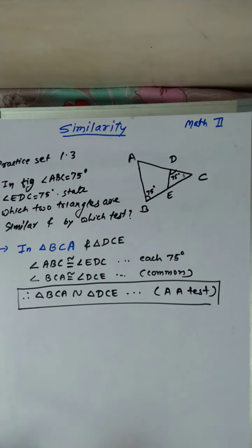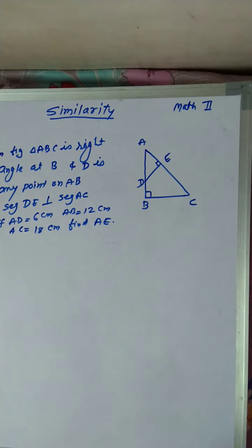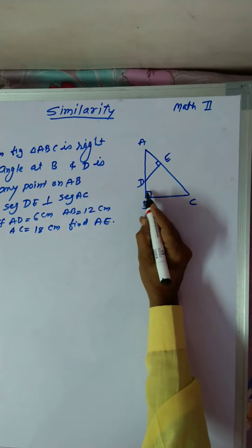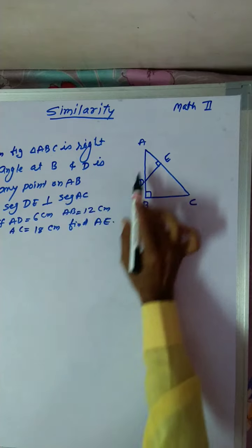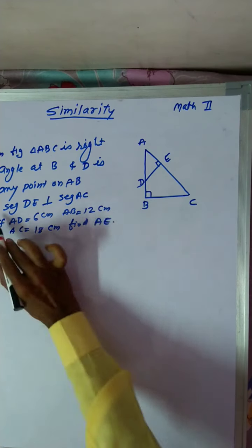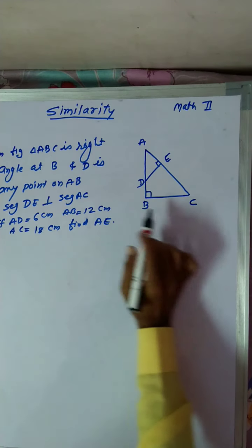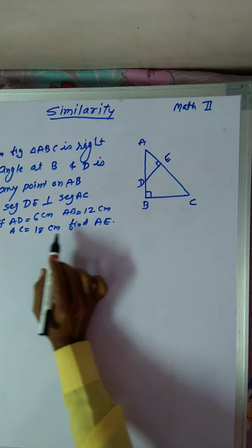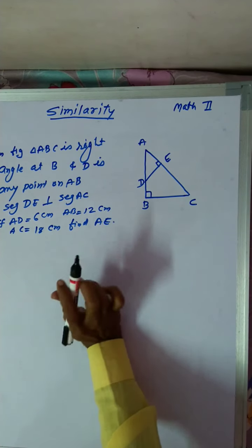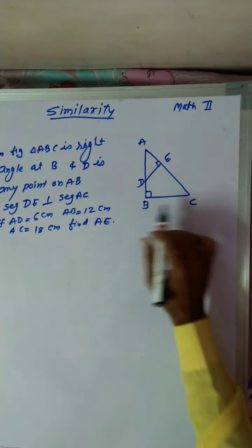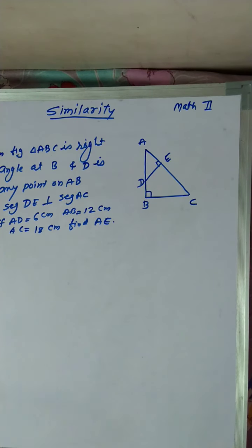Now we take the second example. In this sum, it is given in the figure, the triangle ABC is right angled at B, that means this right angle is given. D is any point on AB, and segment DE is perpendicular to segment AC. If AD is 6, AB is 12, AC is 18 centimeters, then find AE. First, here we get two triangles and we can show that the triangles are similar.